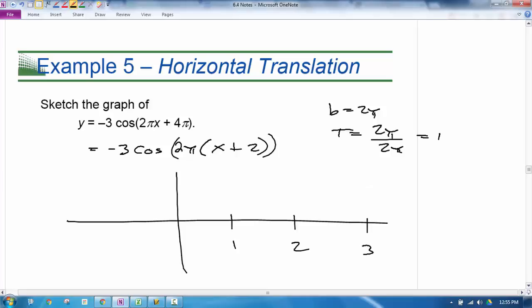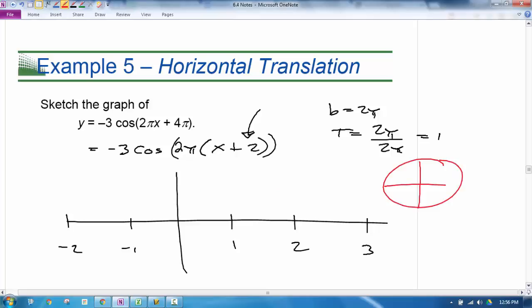And then also this thing is shifted over now, and I can find out how much it's shifted over. It's shifted over by 2 to the left. And then the amplitude is 3, but it's going to be also reflected. So this is going to be a little bit harder one to graph. So let's start graphing some key points in the unit circle again.